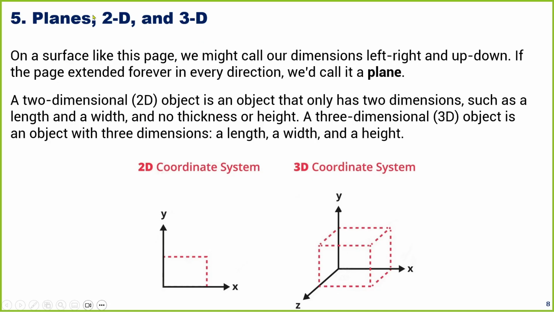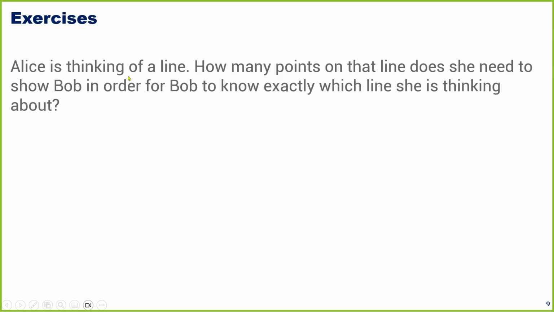All right, so let's do some quick quiz here to check your understanding of what we just talked about. Okay, a person named Alice is thinking of a line. How many points on that line does she need to show another person named Bob in order for Bob to know exactly which line she is thinking about? Okay, I'll give you 1 minute to think about it, and then we'll talk about the solution together.